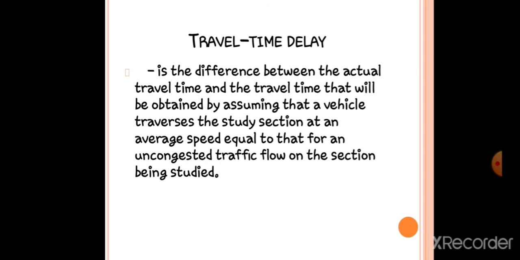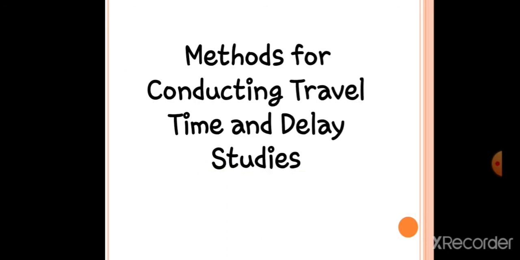Next is travel time delay. Travel time delay is the difference between the actual travel time and the travel time that will be obtained by assuming that a vehicle traverses the studied section at an average speed equal to that for an uncongested traffic flow on the section being studied.